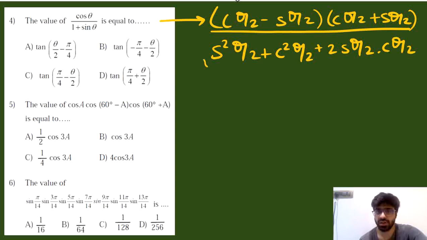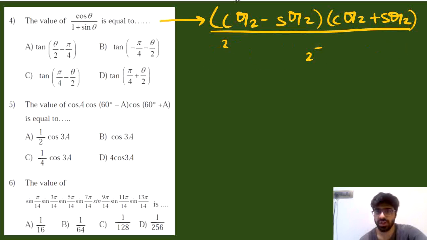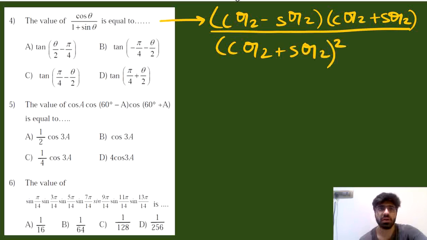And in the denominator it is the expansion of a plus b the whole square. So in the denominator what we have is cos theta by 2 plus sin theta by 2 the whole square. So cos theta by 2 plus sin theta by 2, one of them gets cancelled in the numerator and denominator, and we are left with cos minus sin upon cos plus sin. Divide the numerator and denominator with cos of theta by 2.